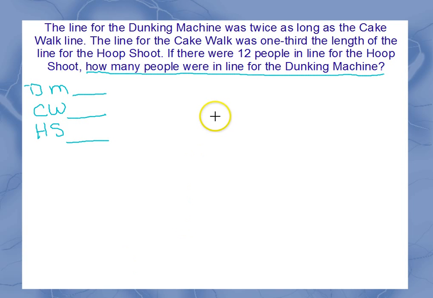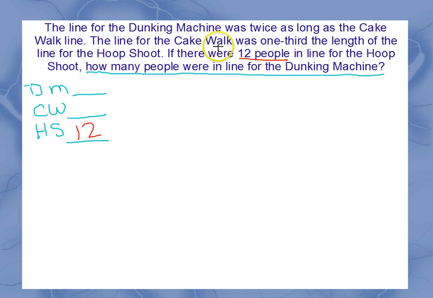Okay, so working backwards, we'll start with the last sentence in the problem. If there were 12 people in line for the hoop chute, so we know that in the line for the hoop chute there were 12 people. So we'll come here to the section with the hoop chute and write in 12 people, because that is something we definitely know.